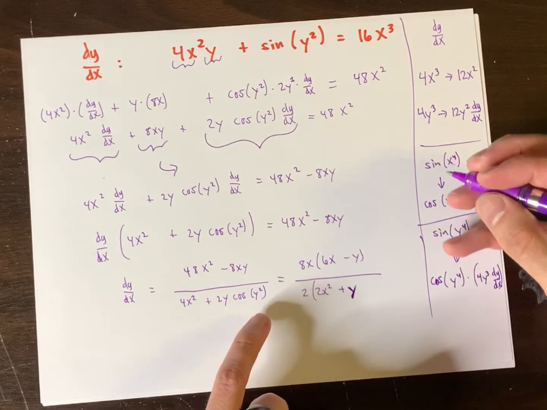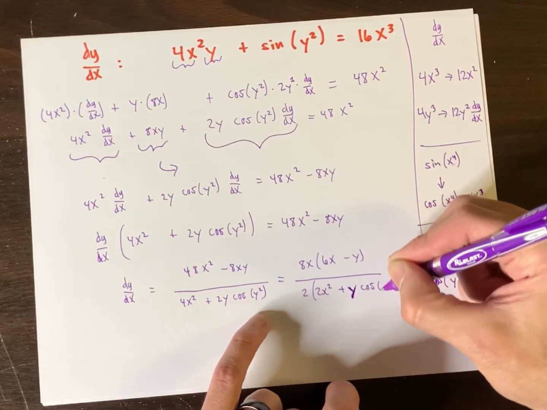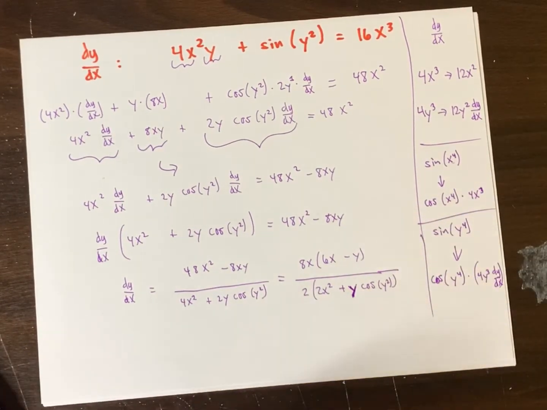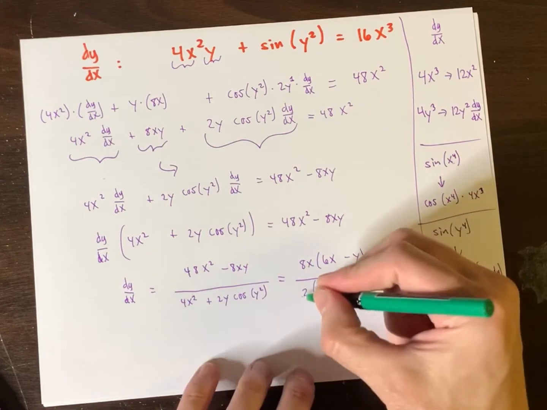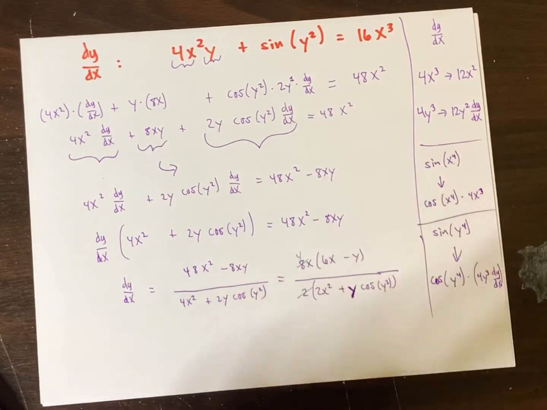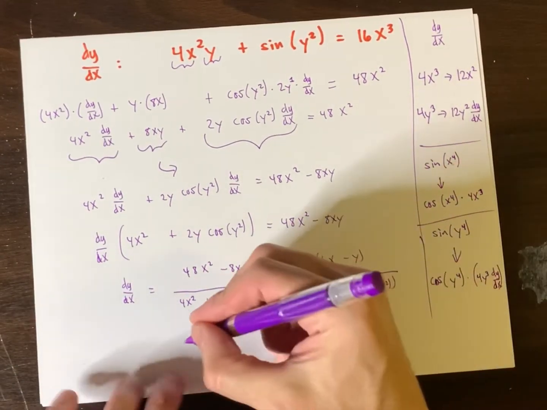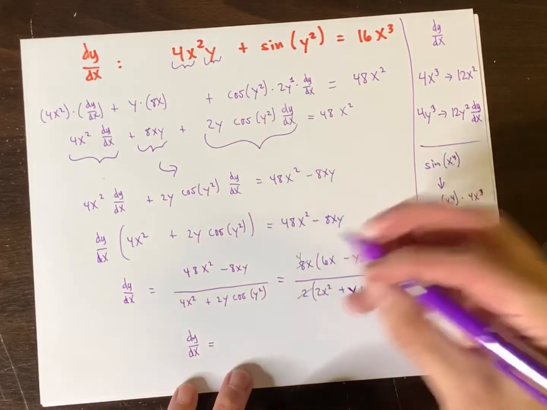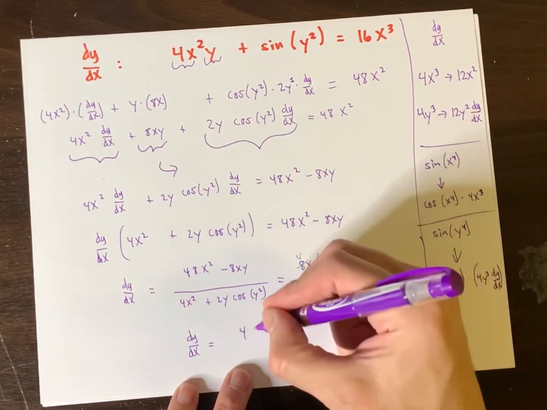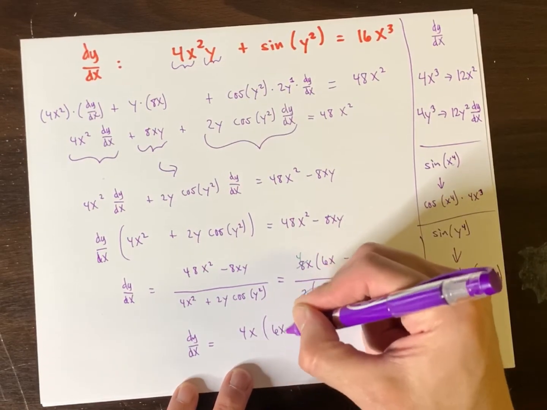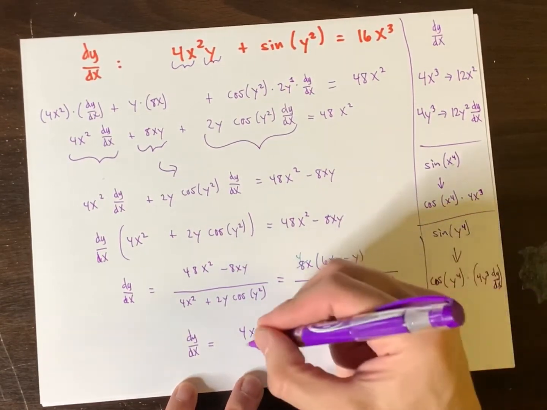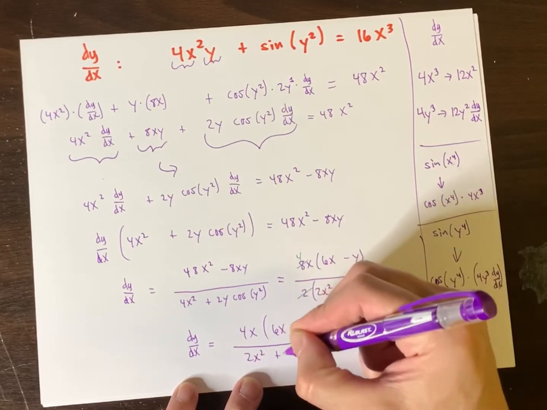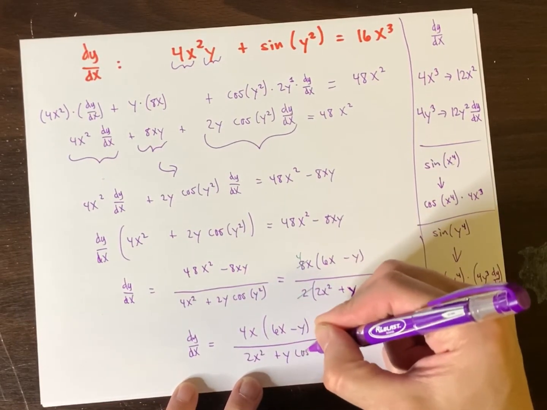2x squared plus y times the cosine of y squared. And let's see, I guess the only thing we can do is reduce the 2 and call the 8 a 4. So it didn't clean up a whole lot. Kind of disappointing, but whatever. Here is our final answer: 4x, parentheses, 6x minus y over 2x squared plus y cosine of y squared.